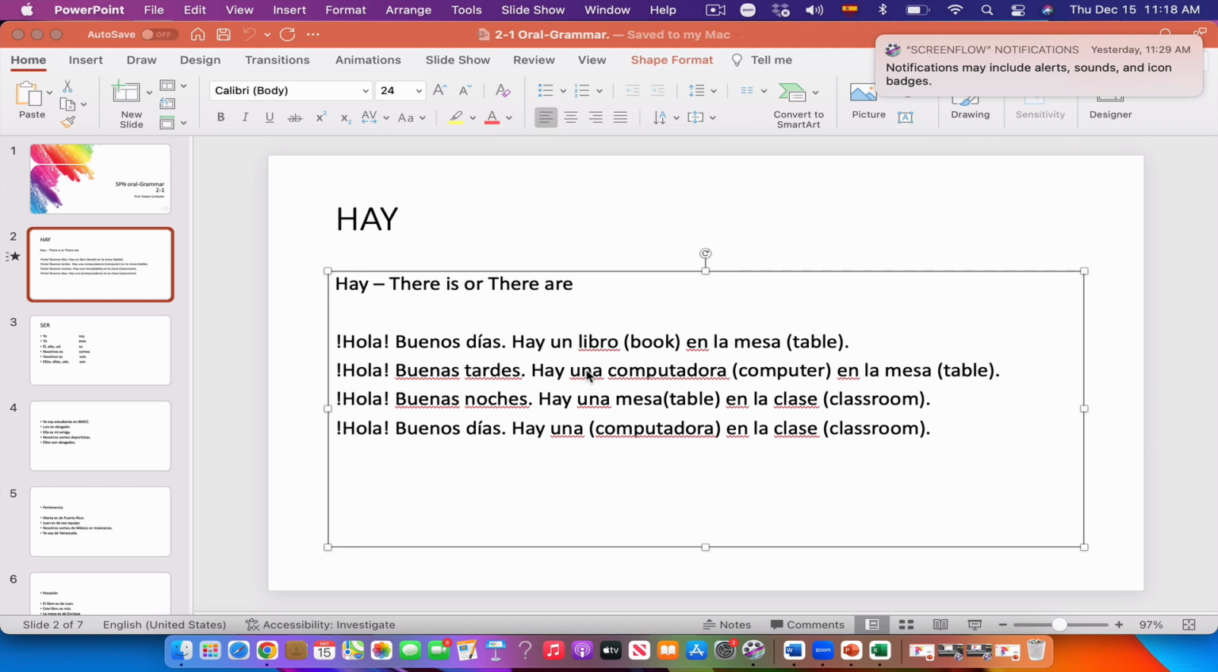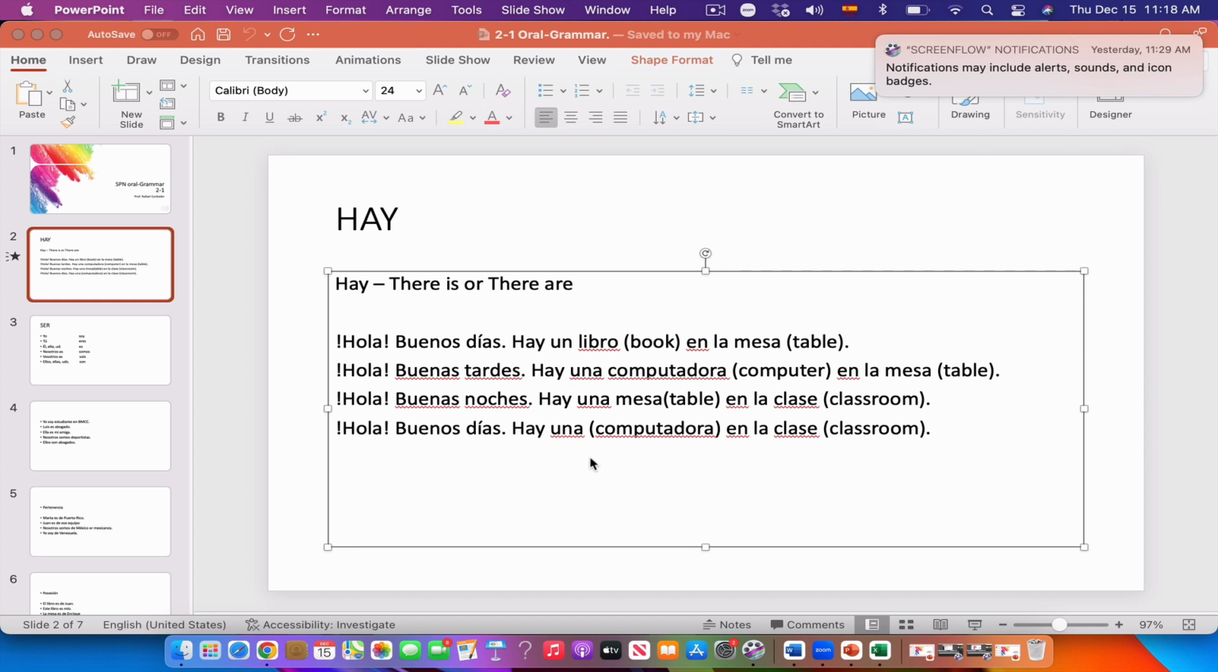Now, another situation could be, hola, buenas tardes. Hay una computadora, computer, en la mesa, which means, hello, good afternoon or good evening. There is a computer on the table. Hola, buenas noches. Hay una mesa en la clase. Hola, hello, buenas noches, good evening. Hay una mesa, there is a table, en la clase, in the classroom.